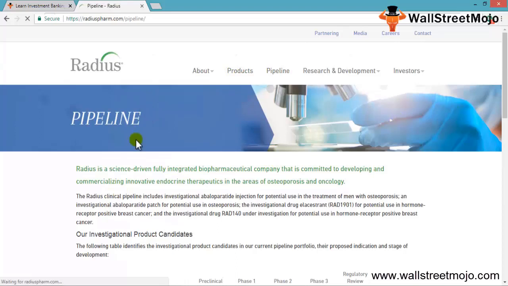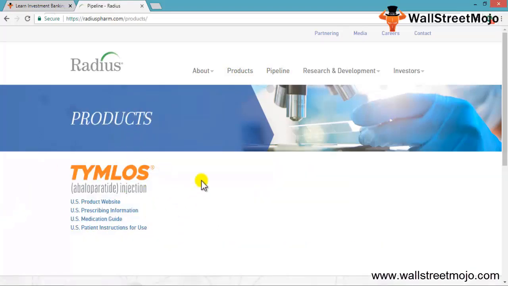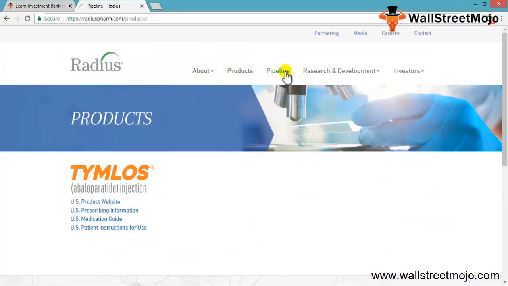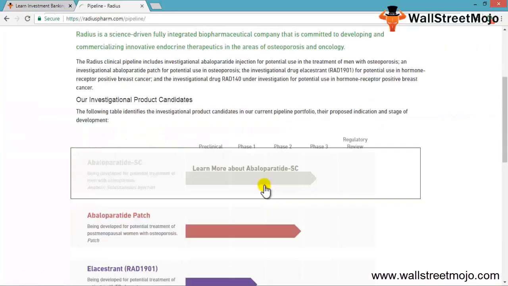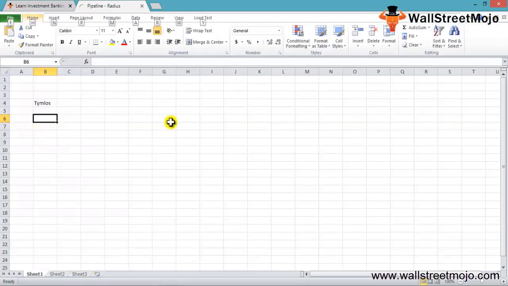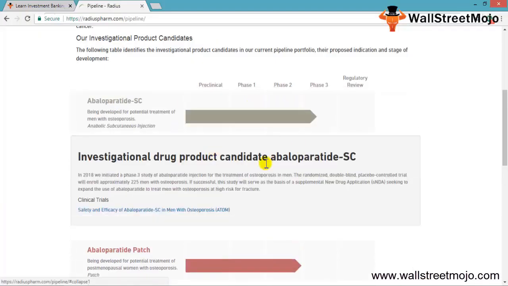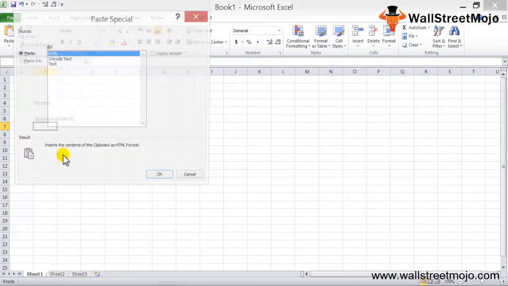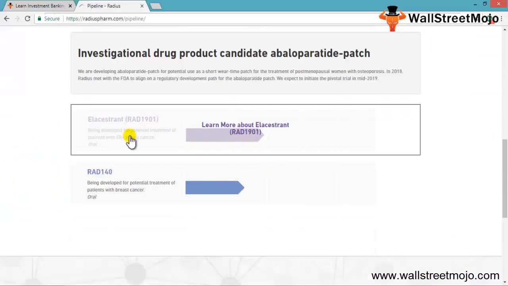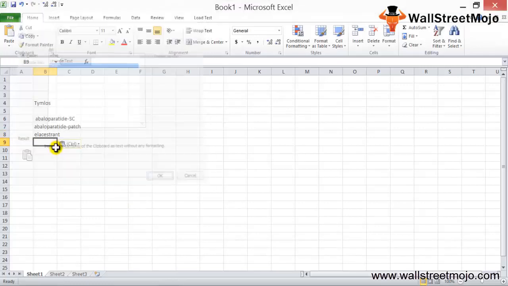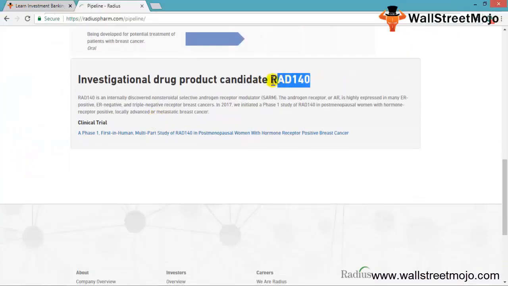So in the products, I'll just take Tymlos because there's only one product. And coming back to pipeline, I can just copy it, then elacestrant and RAD140.